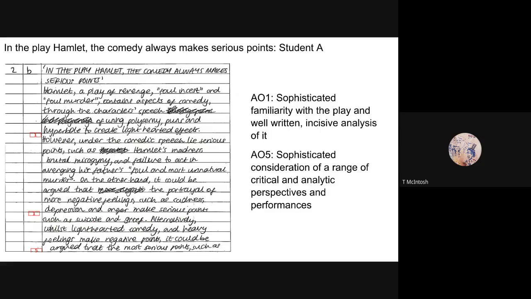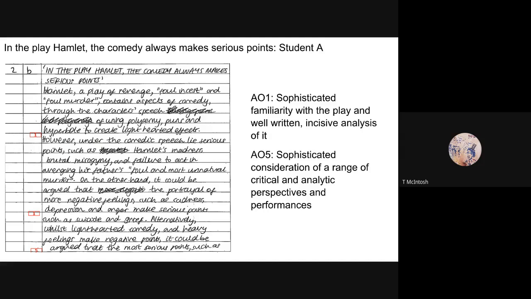So first one, and this is the question: in the play Hamlet, the comedy always makes a serious point. This one's student A, the hardworking student who doesn't plod, but goes through step by step what she knows she needs to do. I've left up on screen the whole time the AOs, so you can remember: AO1, sophisticated familiarity with the play, well-written, incisive analysis of it, and AO5, sophisticated consideration of a range of critical and analytic perspectives and performances. What I've written there will change as we go through. The student was called Katie. This is Katie's first paragraph.